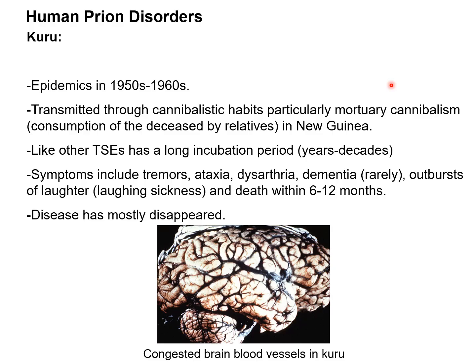It has a very broad range of age of onset, somewhere between 5 years and 60 years old. The symptoms include tremors, ataxia, which means uncoordinated body movement, and dysarthria, which means you cannot really articulate and speak properly. Dementia is rare in Kuru, but it's more common in the other TSEs. One rather characteristic feature of Kuru is the laughing sickness. The person who has the disease would have outbursts of laughter.